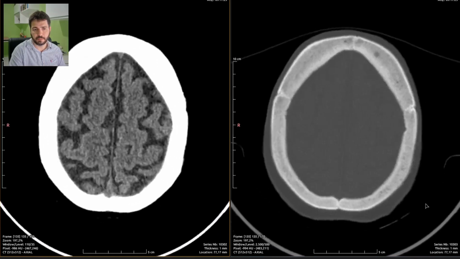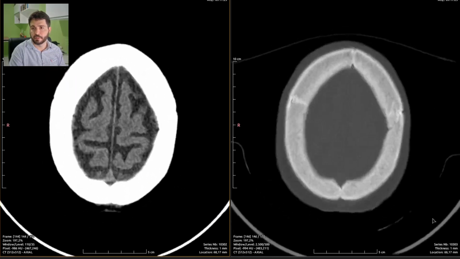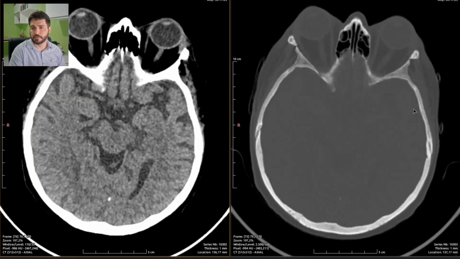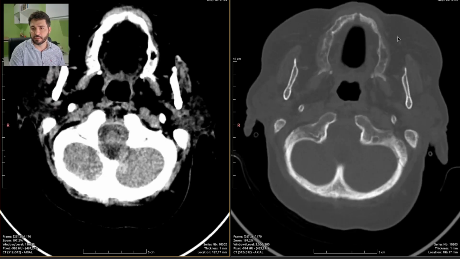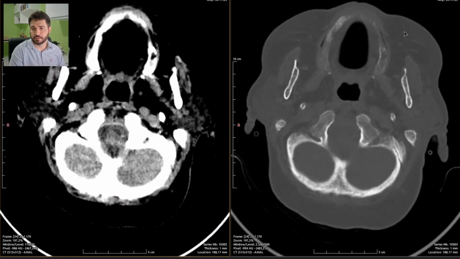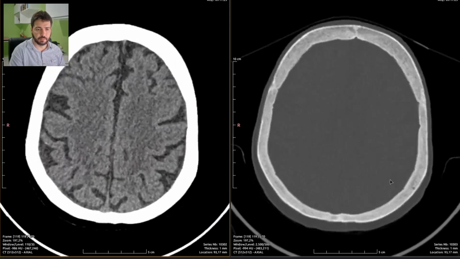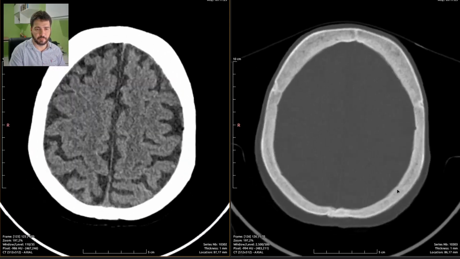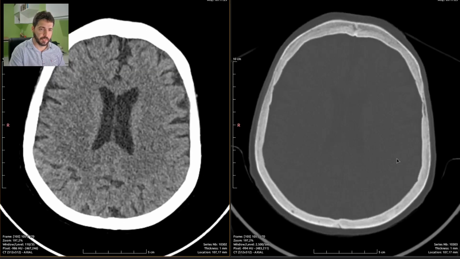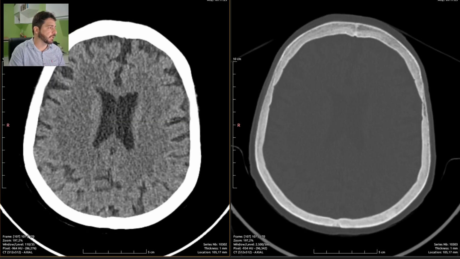No signs of neoplasm, infection, or hemorrhage, no bleeding, no infarction, no nothing, just a regular old age CT scan of the brain. Let's go.